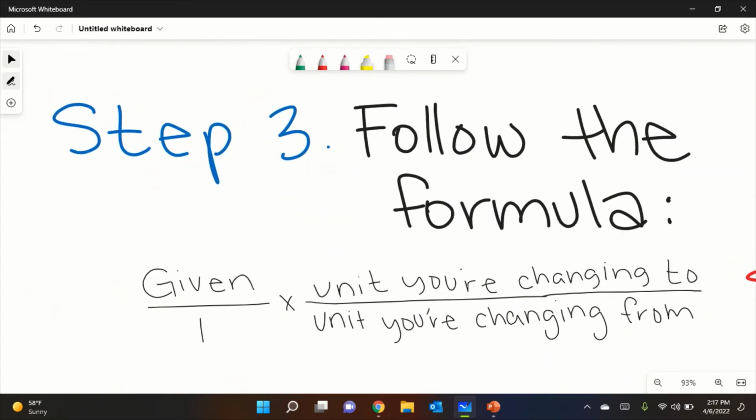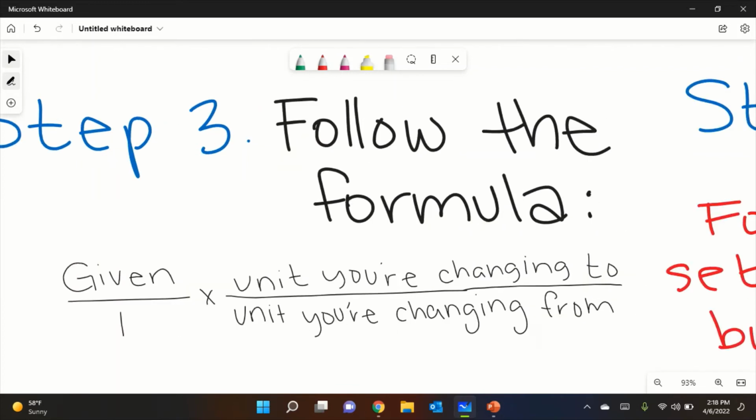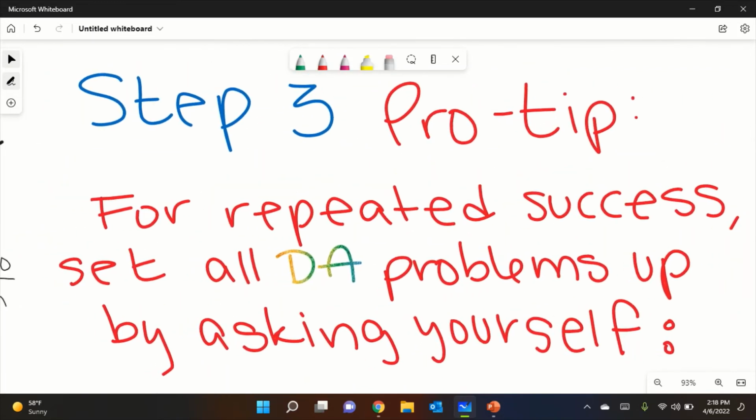Step 3, we need to follow this formula. This is our formula here. Given over 1 times the unit you're changing to over the unit you're changing from. Now listen, this can be kind of a pain to think about in this manner, and so I have a pro tip for you guys.